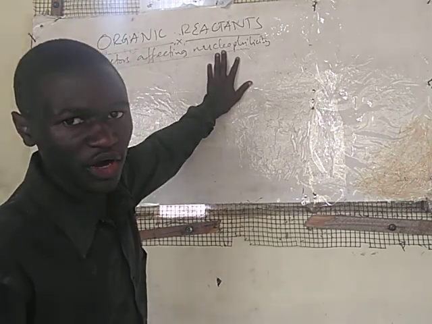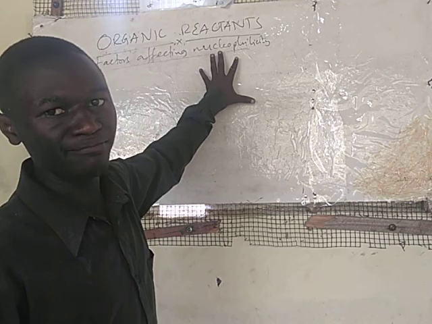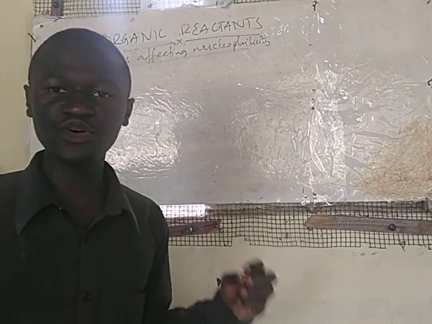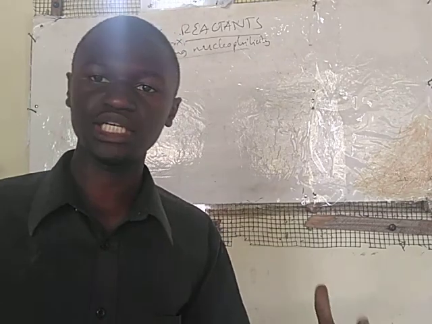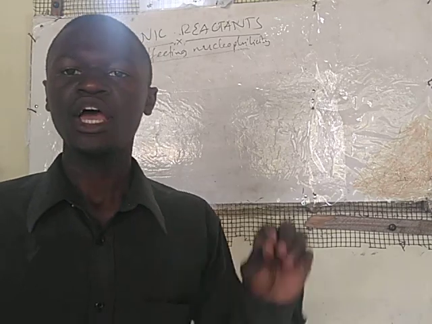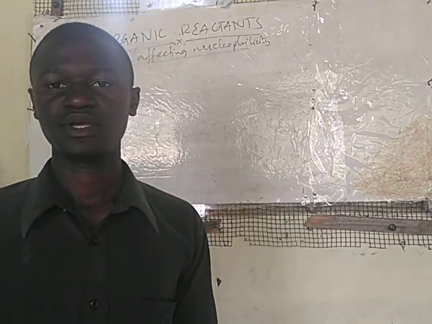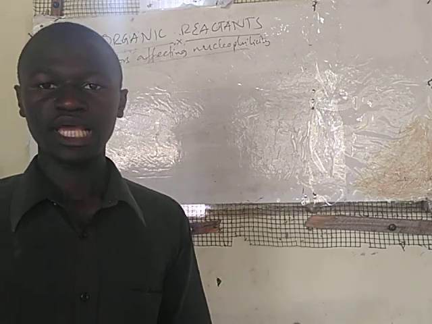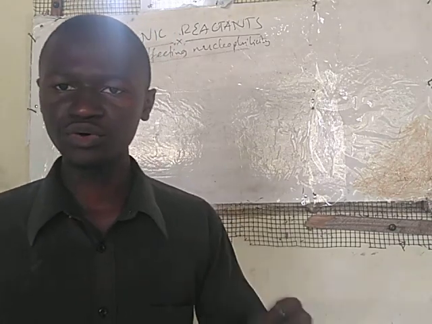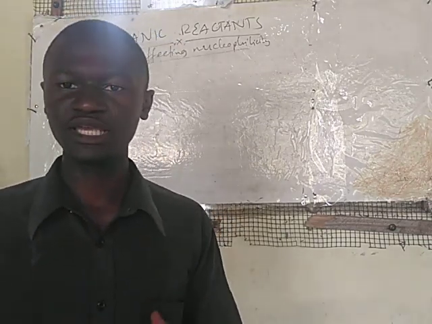Now, the nucleophilicity of a nucleophile is determined by the ability of the nucleophile to donate electrons. If a nucleophile has a high ability to donate electrons to an electrophile, it is counted as highly nucleophilic, or it has high nucleophilic power. Again, the reverse is true. If a nucleophile has a lower ability to donate electrons to another species, which is an electrophile, it will have low nucleophilicity or low nucleophilic power.